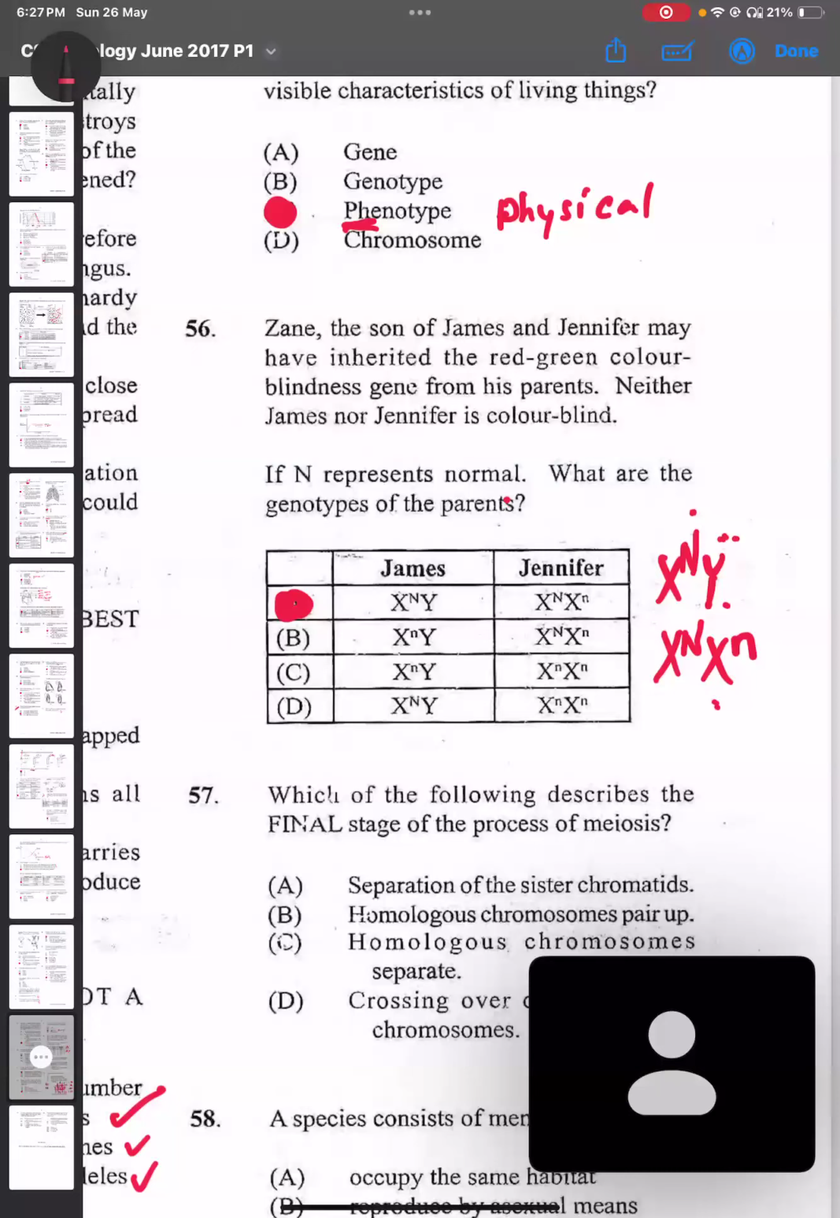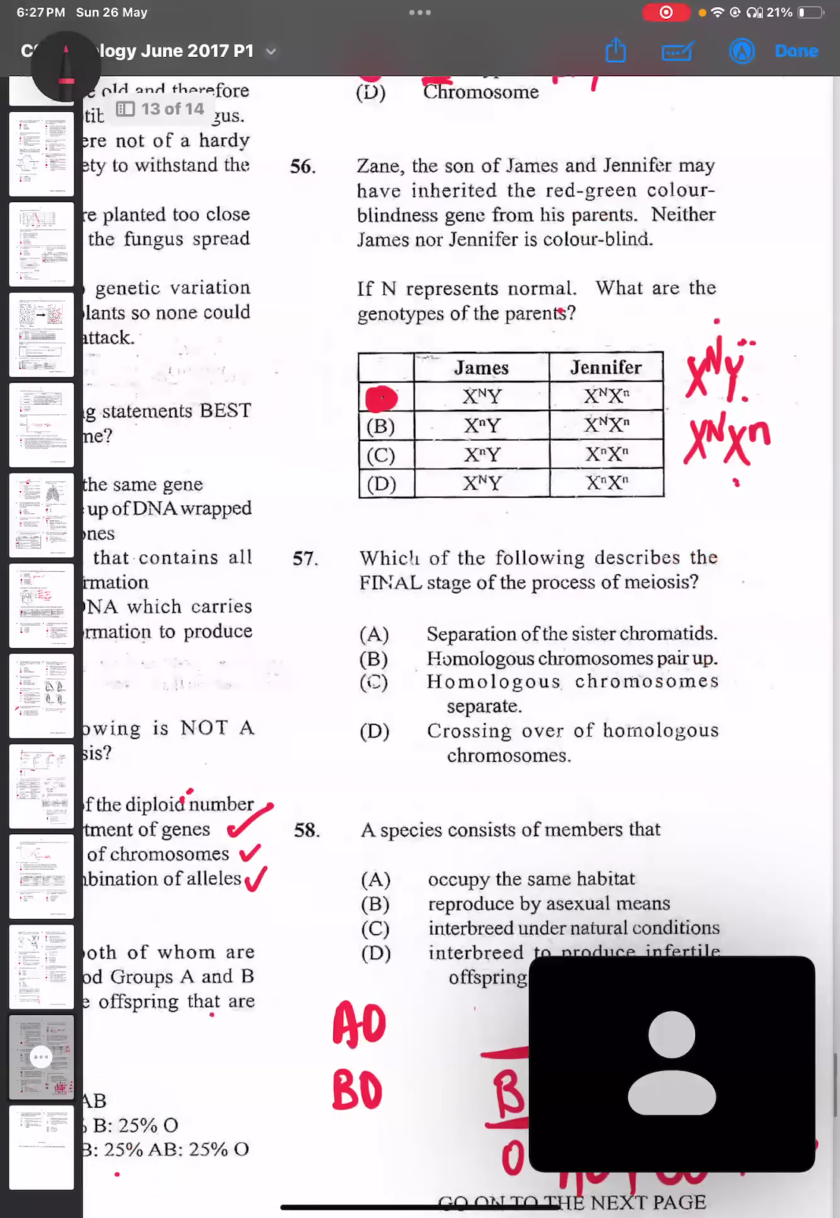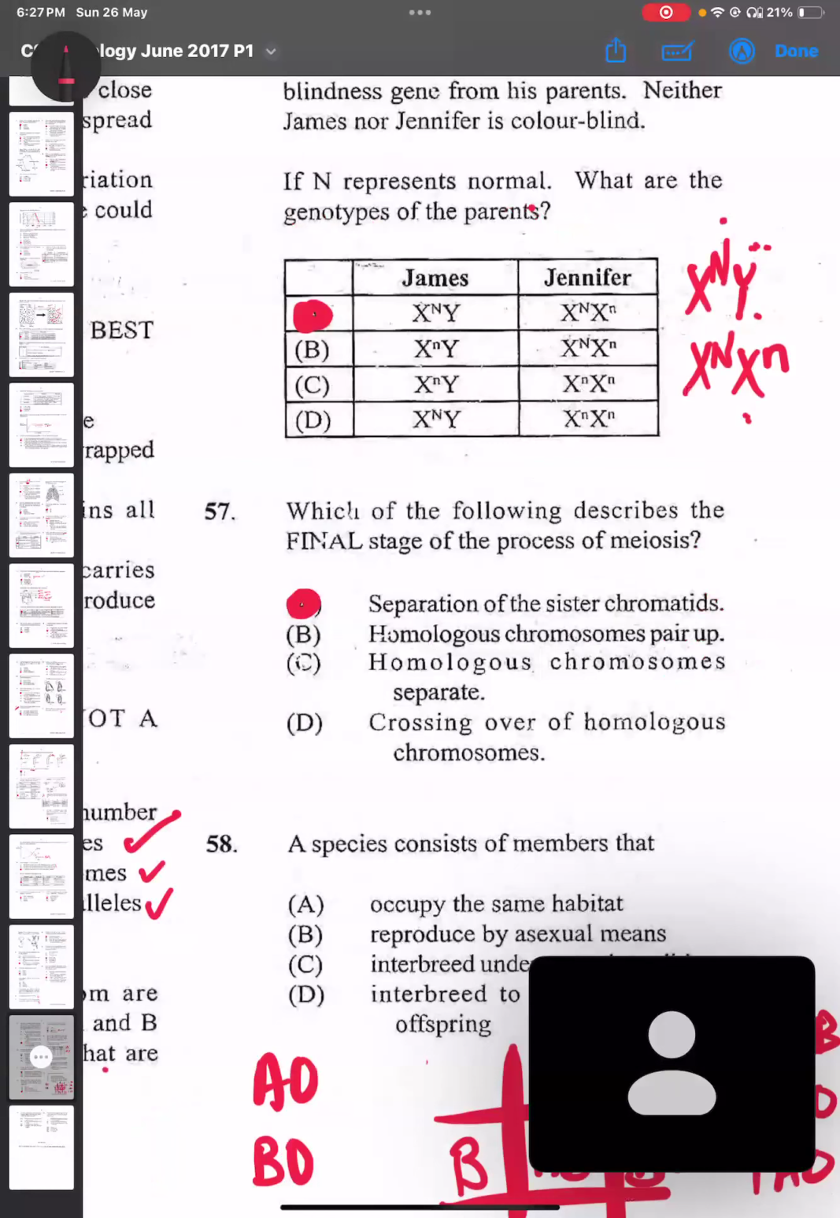57. Answer is A. When you are separating the sister chromatids, that is when they are going to go into your different cells. Is a person saying C the answer for this, or is it a different one? It was one of the past questions that we had asked about. Or 57.